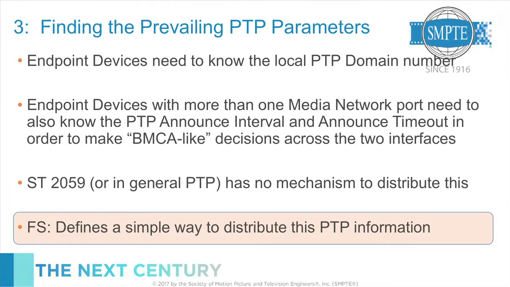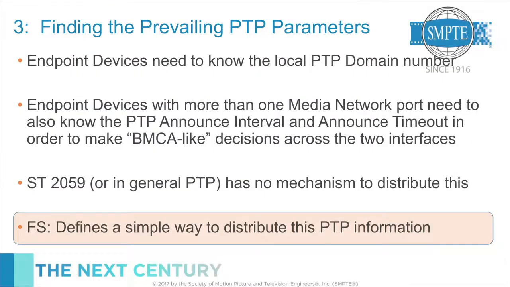The third one that's interesting is finding the prevailing PTP parameters. How do you know what PTP domain you're in? Well, someone's got to tell you. So in that same structure that says what the system GUID is, another thing in there is what's the PTP domain we're all using? Because devices aren't born knowing that. They have to get told. Similarly, we actually put the announce timeout in there because if you have two interfaces to two media networks, each of which has PTP, the announce interval is a helpful part of the decision process to figure out which one you're listening to the PTP on.